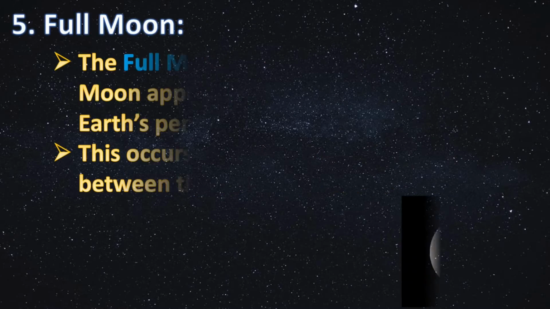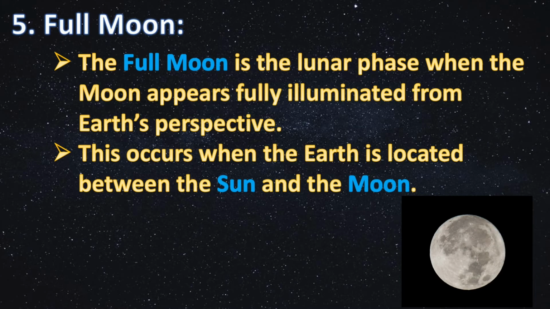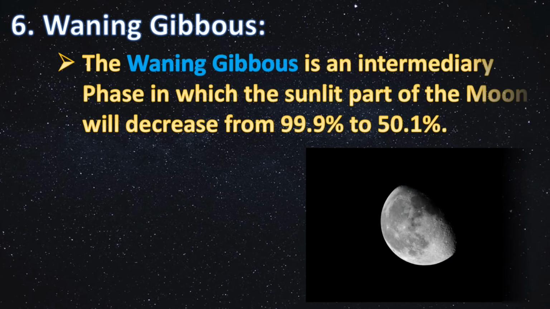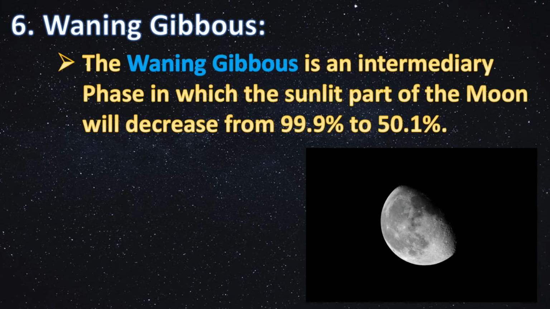Full moon. The full moon is the lunar phase when the moon appears fully illuminated from Earth's perspective. This occurs when the Earth is located between the sun and the moon. Waning gibbous. The waning gibbous is an intermediary phase in which the sunlit part of the moon will decrease from 99.9% to 50.1%.